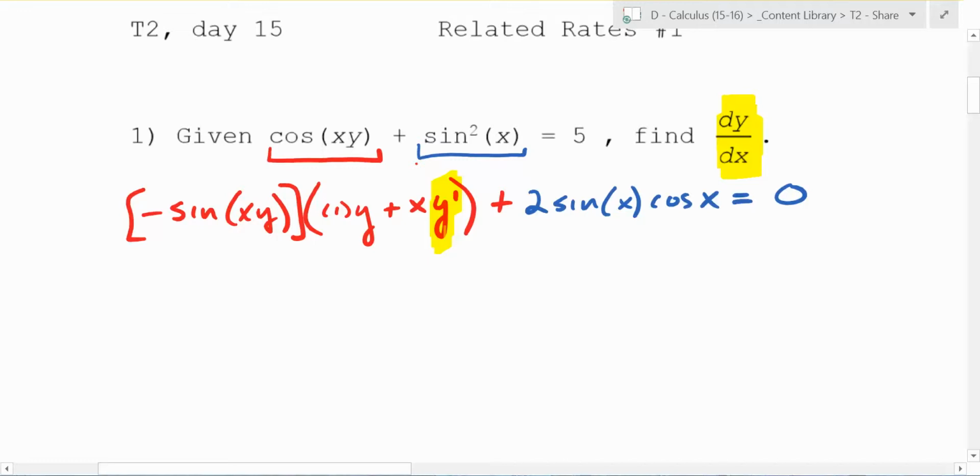Exactly. So now we've gone from doing calculus. Now what are we doing? Algebra. Calculus to doing algebra. So now it's just algebra.